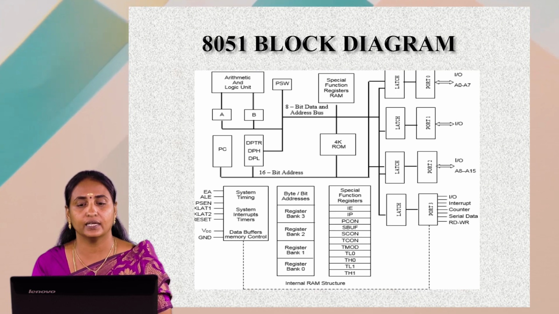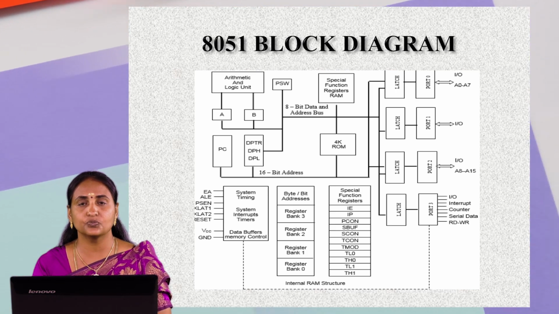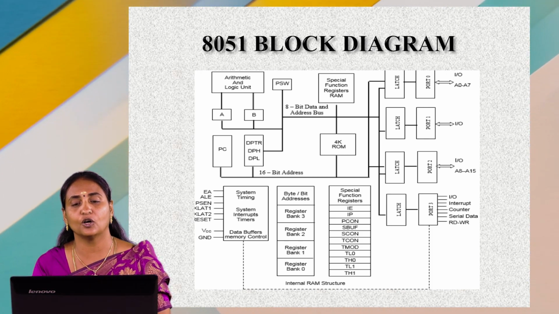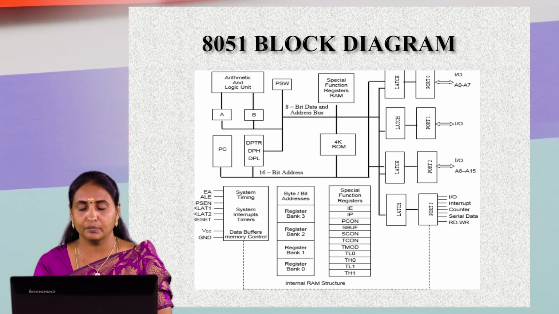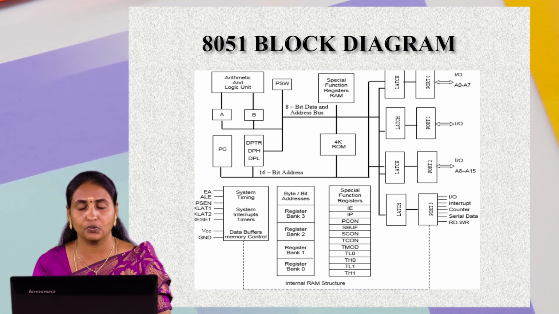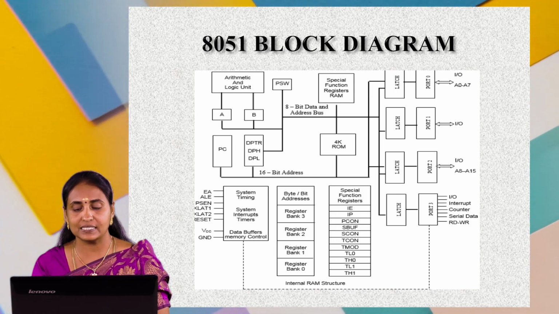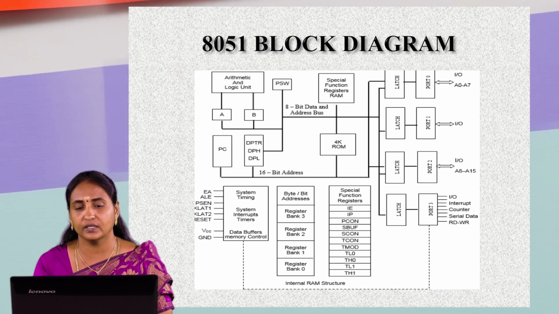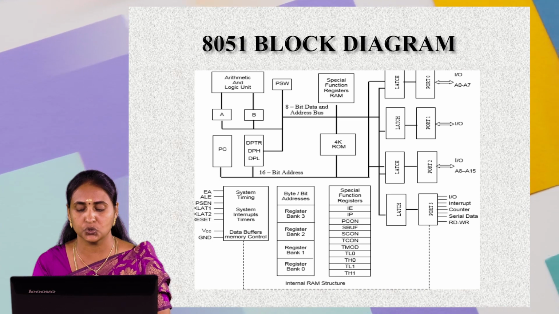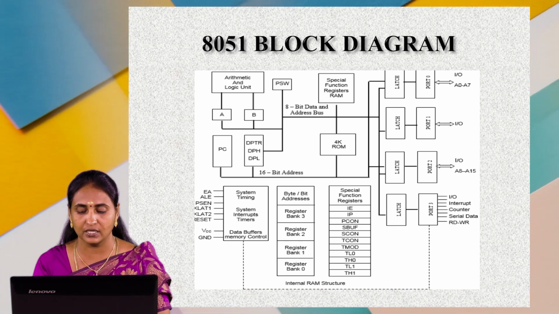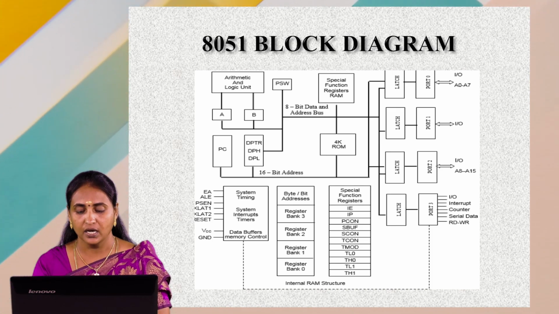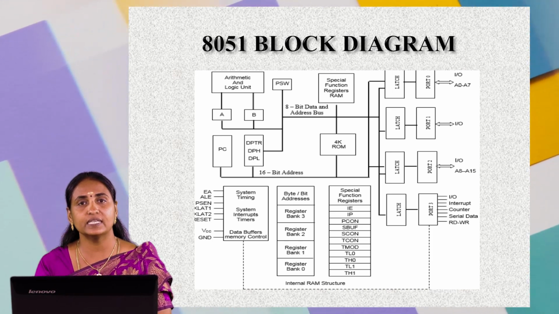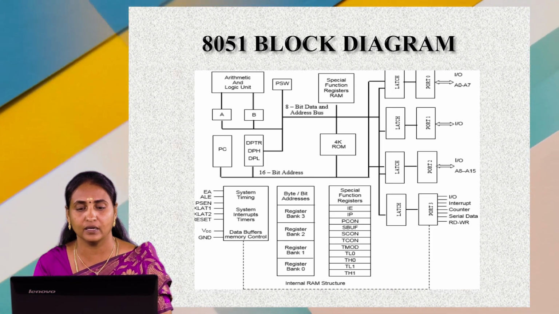Next one, ALE, address latch enable. This pin, which stands for address latch enable, is used to demultiplex the address data signal of the port. And PSEN, program store enable. It is used to read a signal from the external program memory. And XTAL1, XTAL2. These two pins are used to set the crystal frequency of the 8051 microcontroller. Reset pin, which is used to reset the microcontroller to its initial values. VCC and ground, these two pins are used to set the power supply of the device.